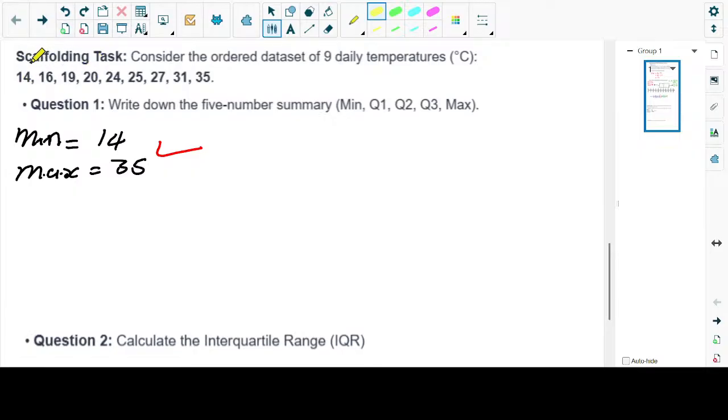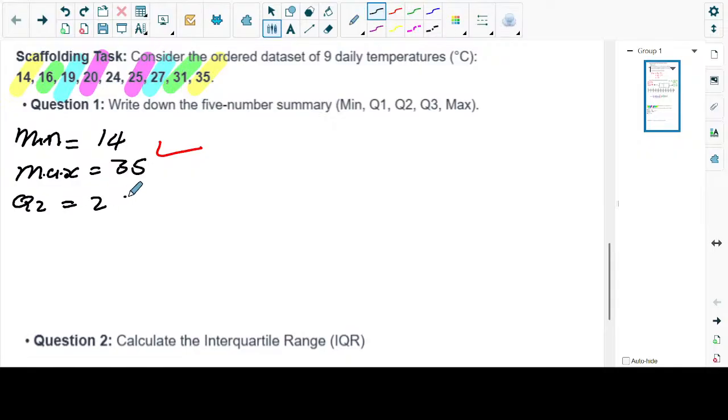So the first number is going to go with the last one until we reach the middle one, because this data is odd again. So we're going to have 14, which goes with 35. And then after that, we're going to have 16, which goes with 31. Then we have our 19, which goes with 27. And then we have our 20, which goes with 25. And then we have a low.